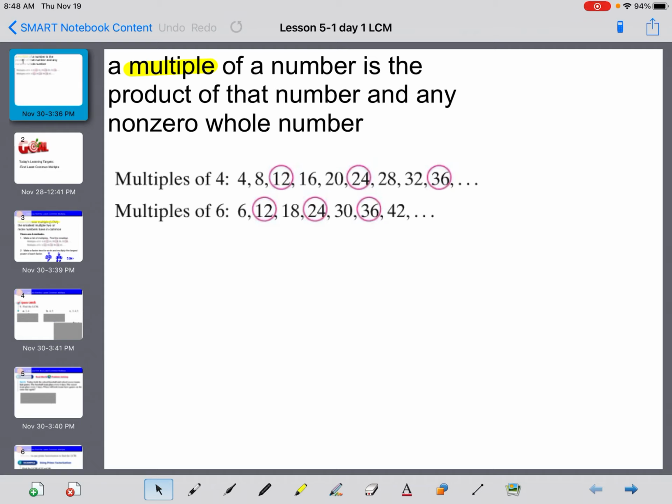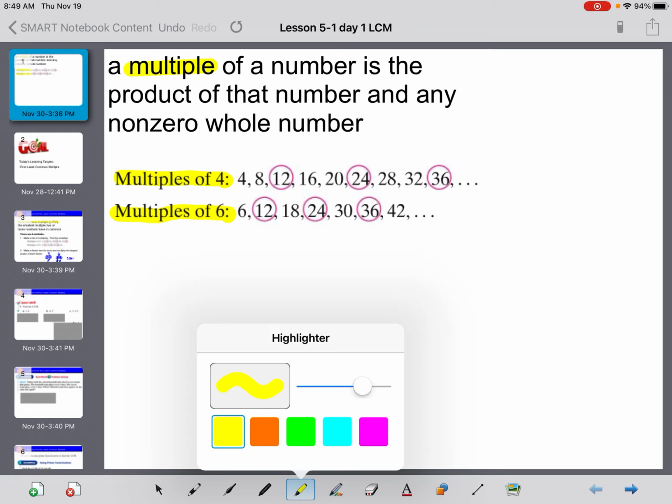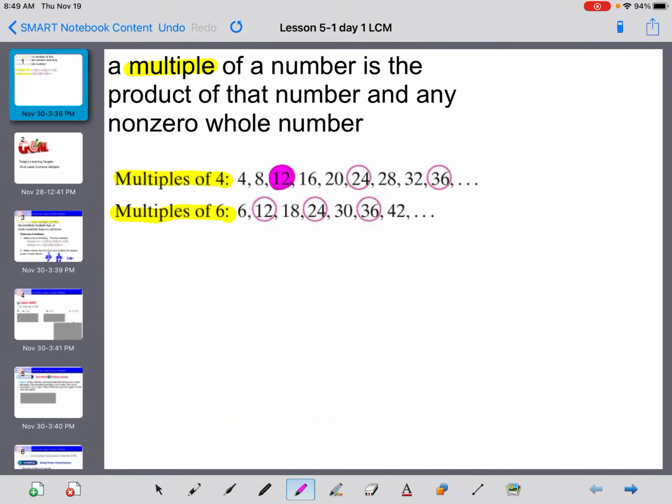Below is an example of multiples. The multiples of 4 are 4, 8, 12, 16, 20, 24, 28, 32, 36. The multiples of 6 are 6, 12, 18, 24, 30, 36, and 42. You will see that there are some common multiples. My common multiples are 12, 24, 36. They're in common to both lists. Pause the video if you need more time to get the notes.